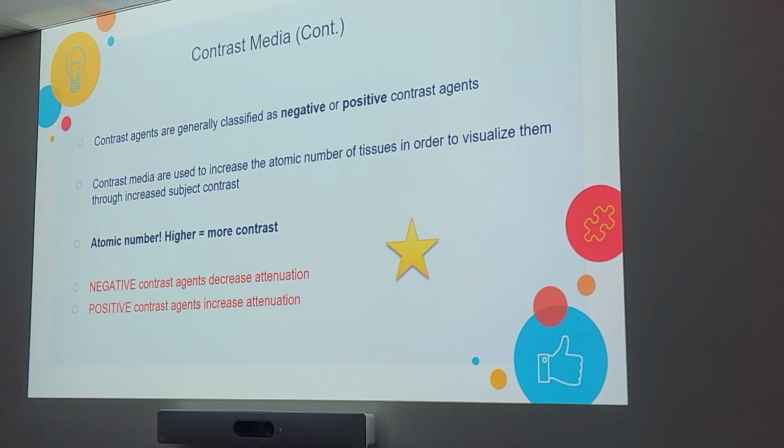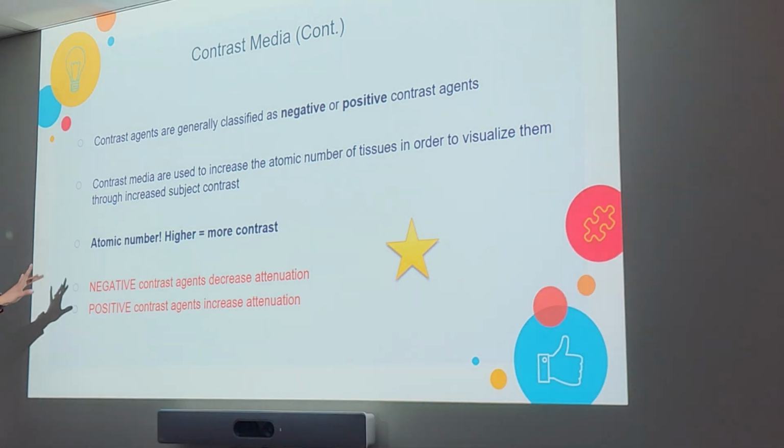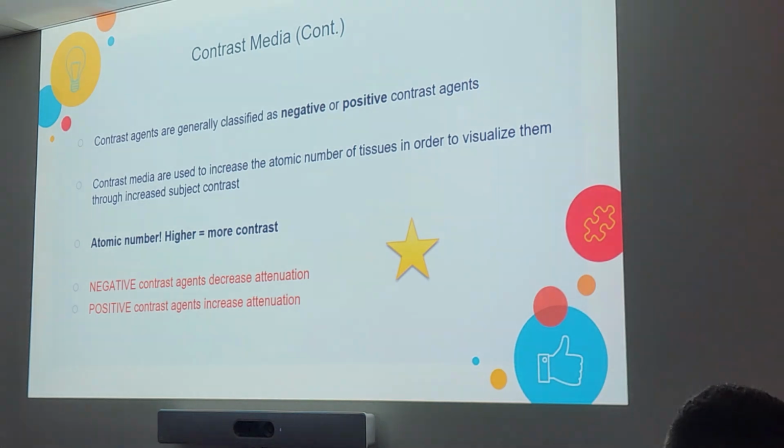For example, I said earlier that the intestines usually don't appear very bright because they have a low subject contrast, or a low atomic number. But introducing barium, what does it do to the tissues? Makes it appear very bright. So, higher atomic number equals more contrast. Lower atomic number, less contrast.